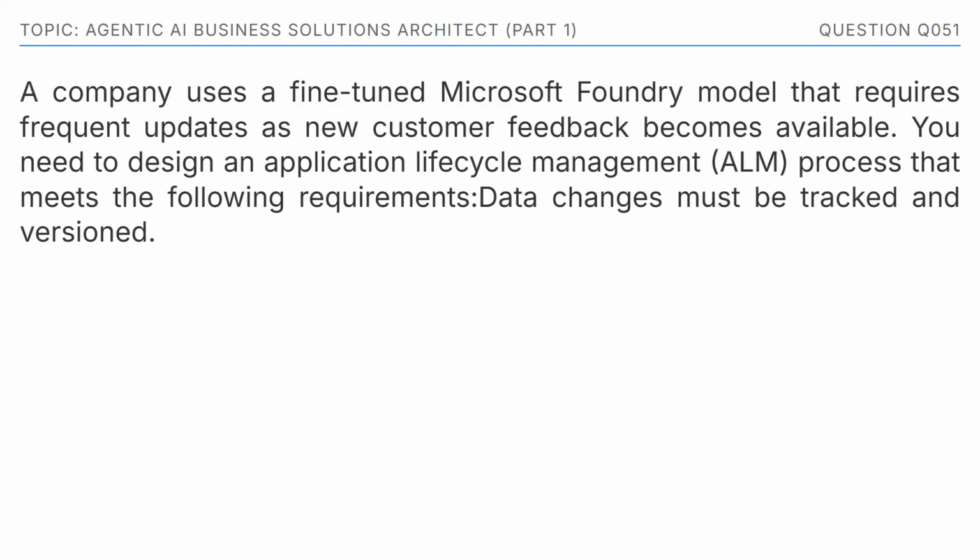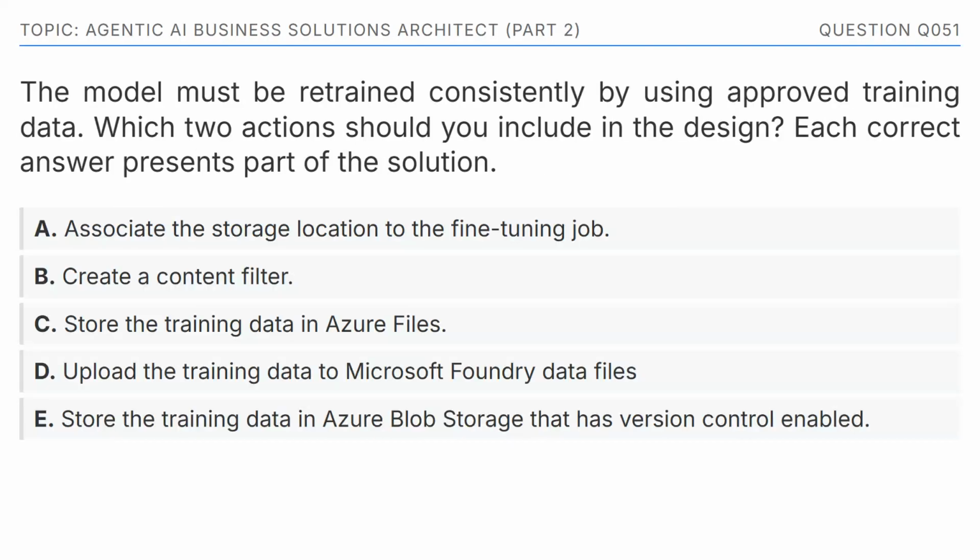A company uses a fine-tuned Microsoft Foundry model that requires frequent updates as new customer feedback becomes available. You need to design an application lifecycle management (ALM) process that meets the following requirements. Data changes must be tracked and versioned. The model must be retrained consistently by using approved training data. Which two actions should you include in the design? Each correct answer presents part of the solution.